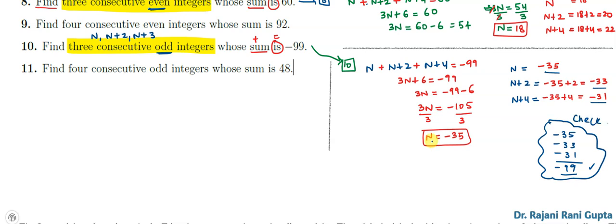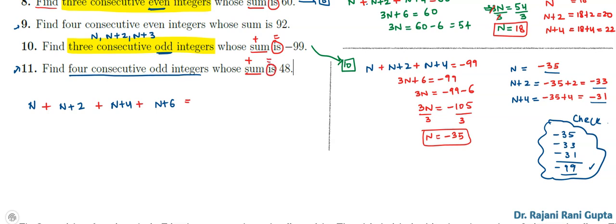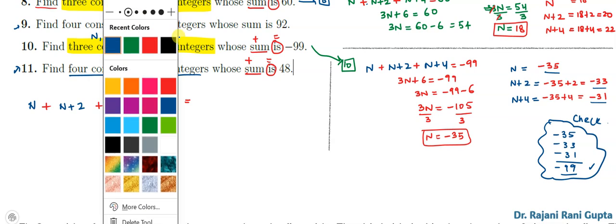Let's quickly do the 11th one in the same way. 11 and 9 go in the same way. You have here 4 consecutive odd integers. So it will be n, n plus 2, n plus 4, n plus 6. That's why, whose sum, means plus, so you are going to add them. Is means equal. What is the number? 48.